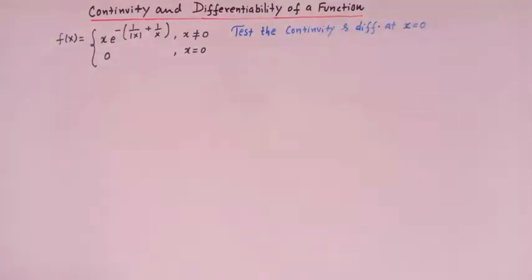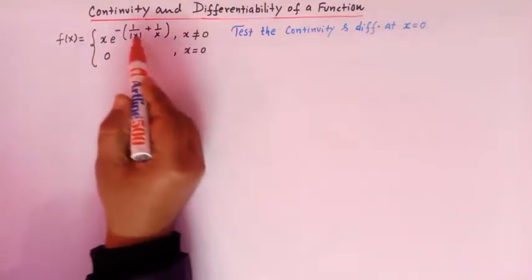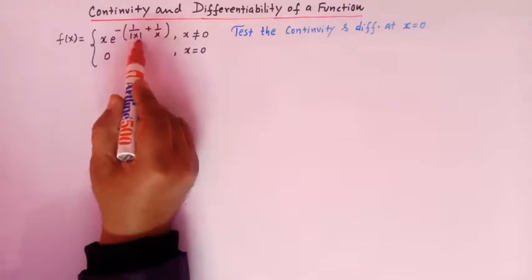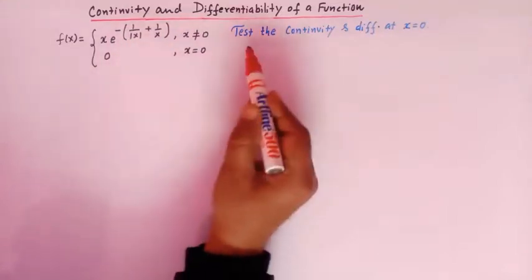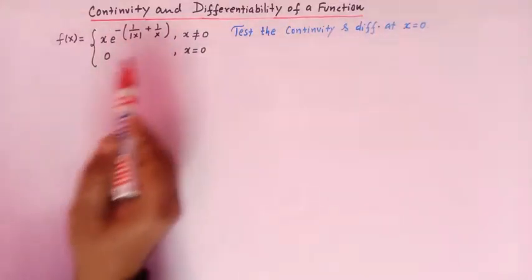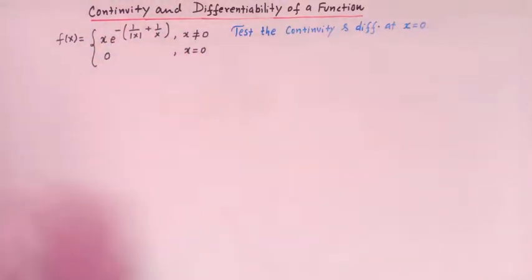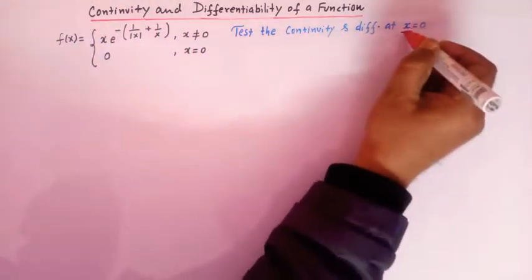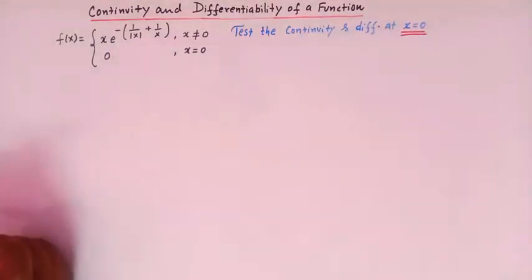Hello viewers, in today's class we are going to discuss one important problem related to continuity and differentiability of a function, right? So here we are given a function f of x which is defined like this, and here we have the absolute value of x, and we have to test this function for continuity and differentiability at the point x is equal to 0, right?